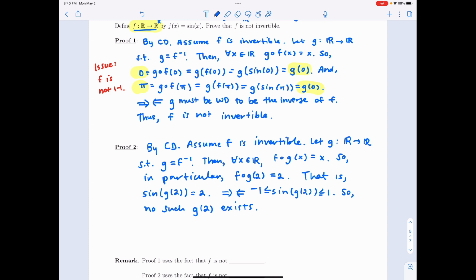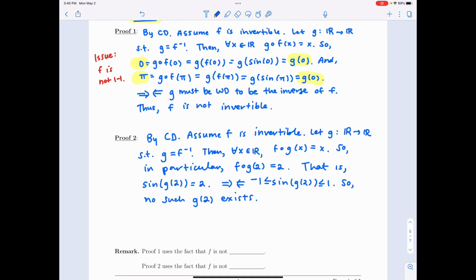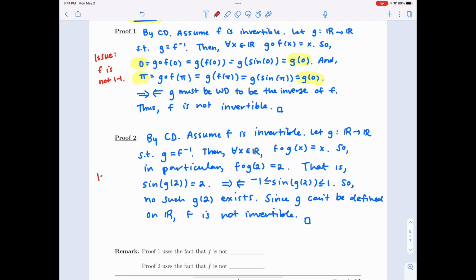In other words, G is missing this property of being defined. That keeps it from being a mapping. And since G of 2 can't be defined, since G can't be defined on R, F is not invertible. So again, the issue that we have here is that F, our sine function, is not onto.